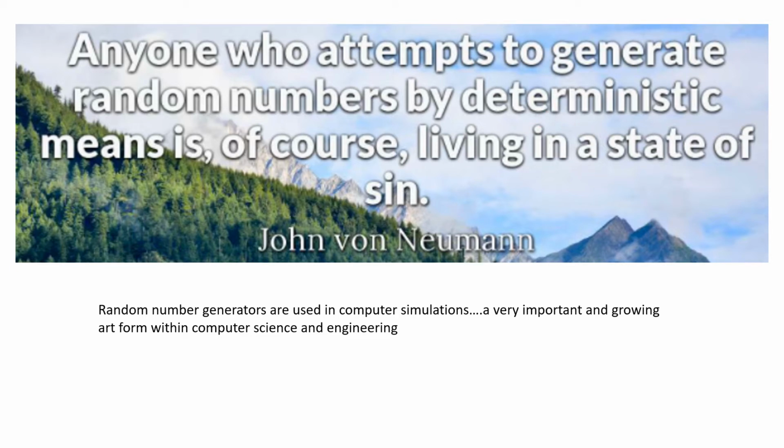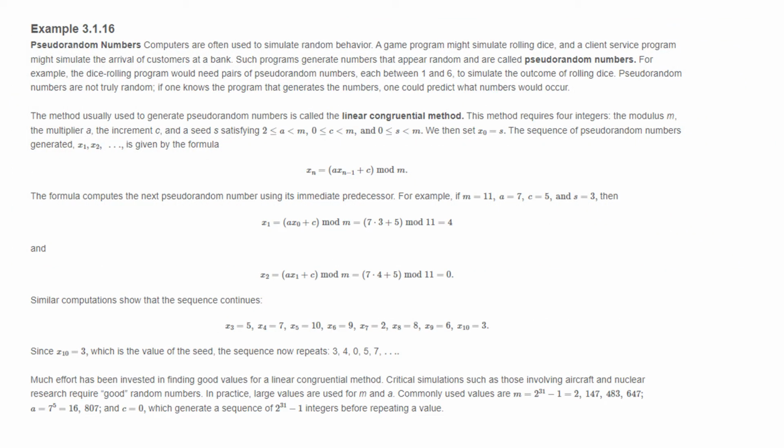But what we do is we generate pseudo-random numbers. They're not really random, but they're not too bad. And so these are used in simulations to simulate random behavior. So a game program or other kinds of analysis programs will do this. Okay, now the method that is usually used to generate pseudo-random numbers is called a linear congruence method.